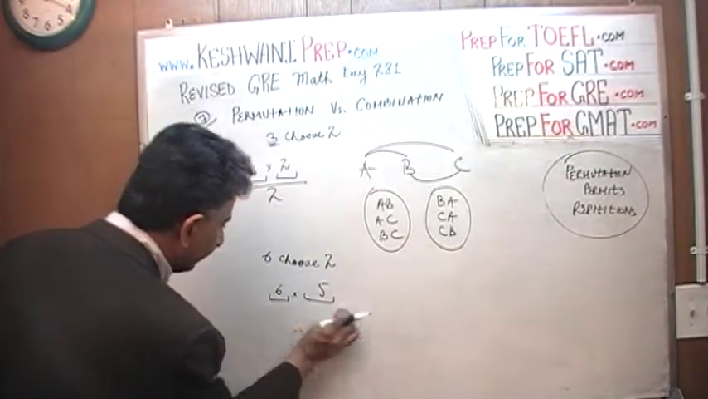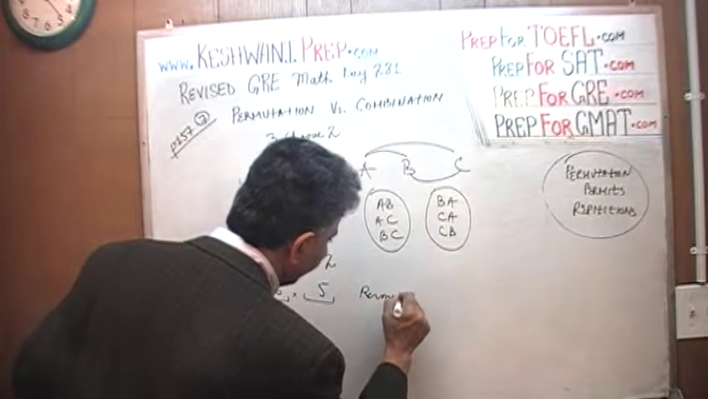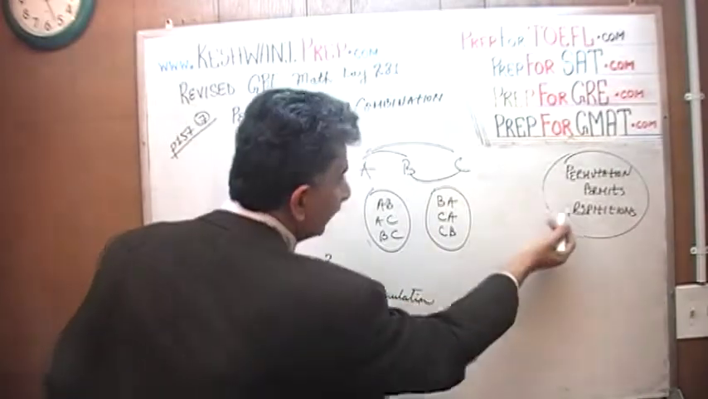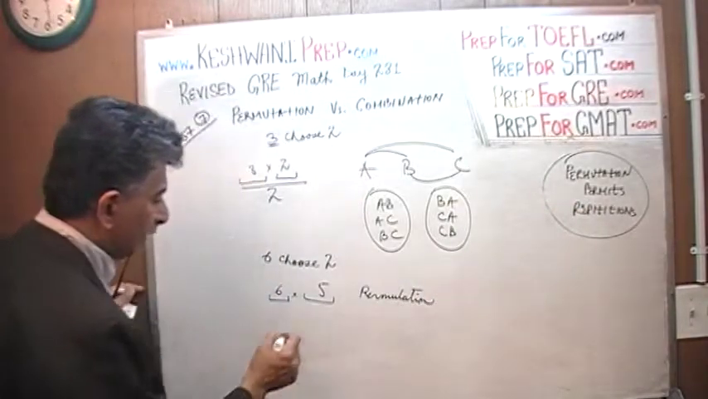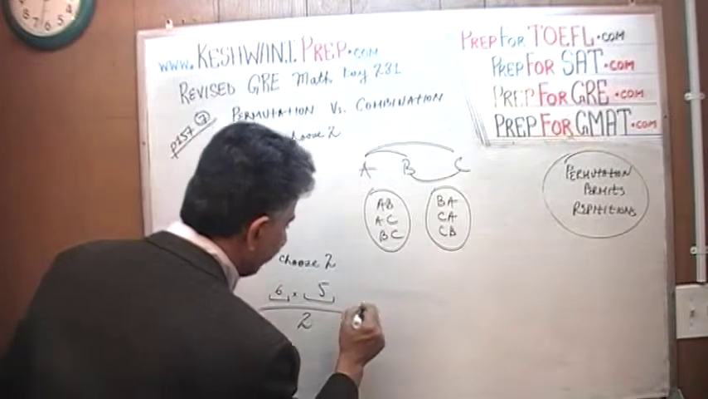So 30 represents the permutation. Permutation permits repetition. When we take half as many, because we are repeating now, that is called combination.